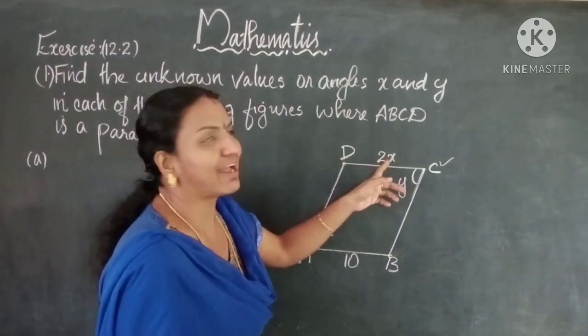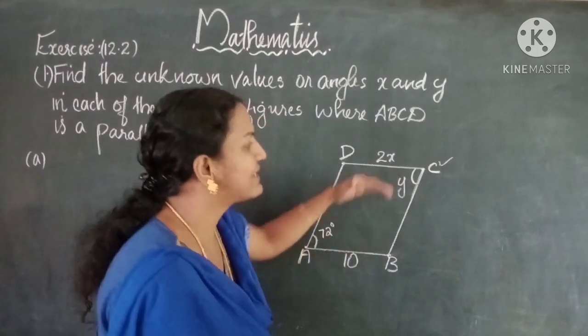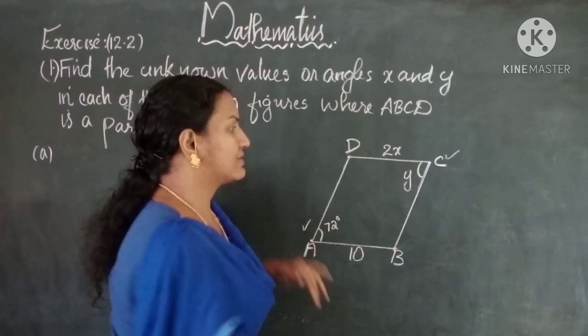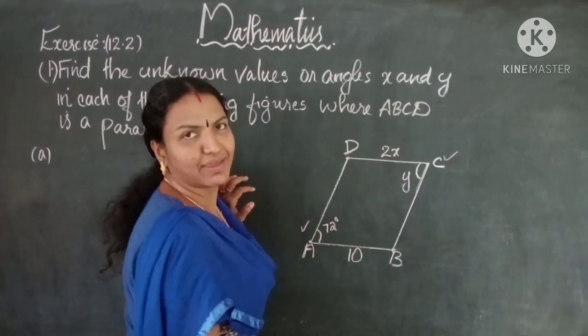Next we have to find the value of x. Here the opposite sides are AB and CD. The opposite sides are equal. So 2x is equal to 10. So x is equal to 5.